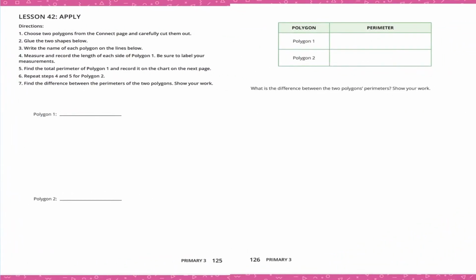Here I wanted to choose 2 polygons and measure them and find the perimeter. The first polygon is parallelogram. Its name is parallelogram. Let's revise together. Parallelogram is a quadrilateral that has 4 sides and 4 vertices, and each two opposite sides are parallel and equal.